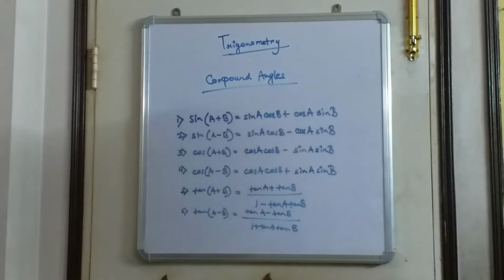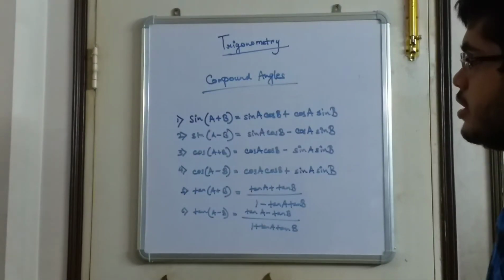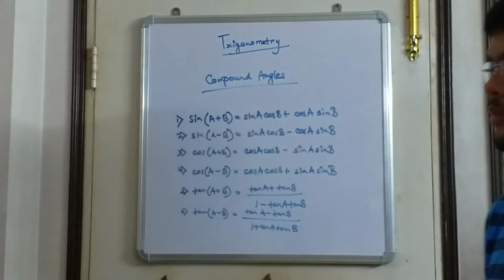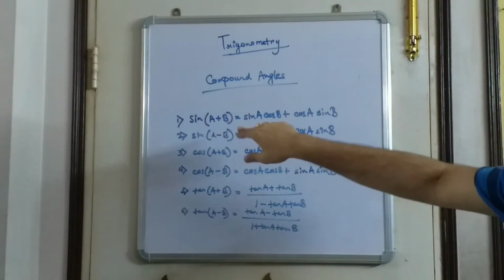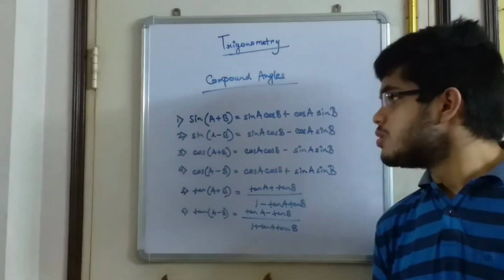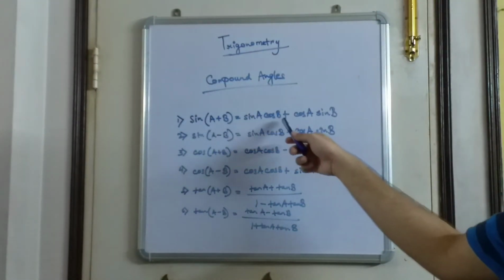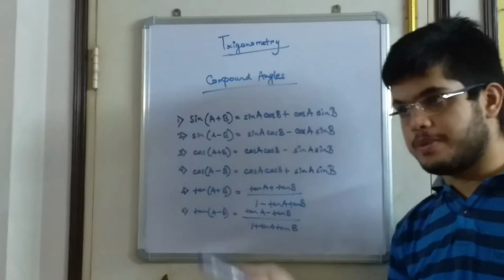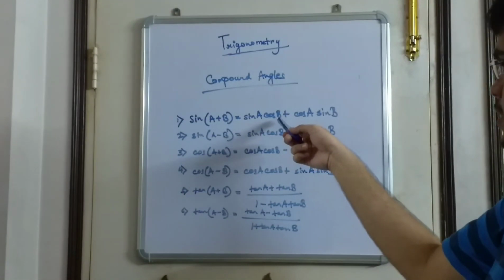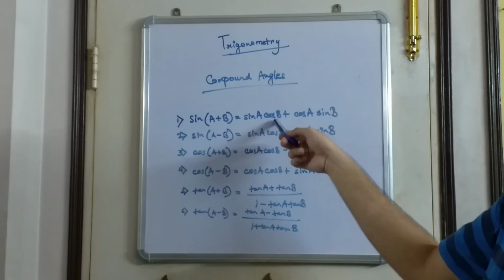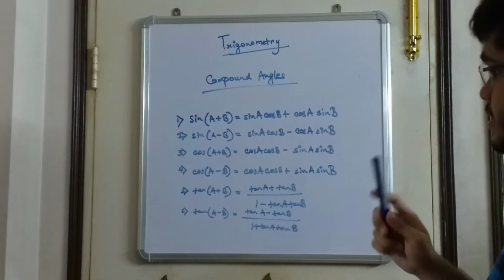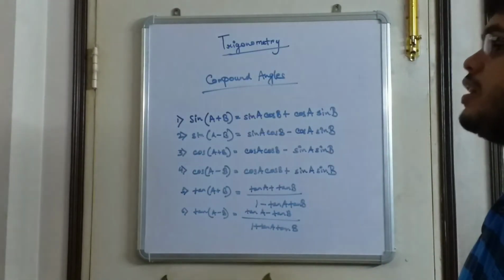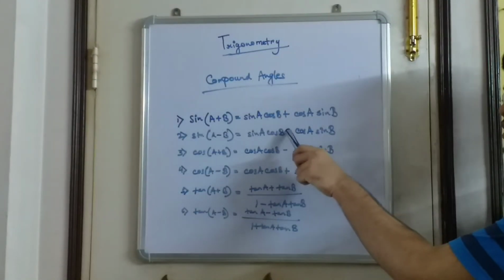Actually, you can remember only 3 formulae out of these. If you remember a plus b, then a minus b will automatically come. You can just put minus b in place of b. See, sin a plus b is equal to sin a cos b plus cos a sin b. Now sin a minus b, we can write as sin of a plus minus b, and then put minus b in place of b in this equation. So this will become cos of minus b. Cos of minus b is same as cos b, and sin of minus b is minus sin b. So the minus sign comes here.